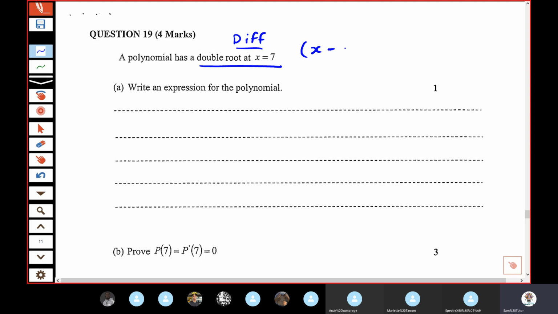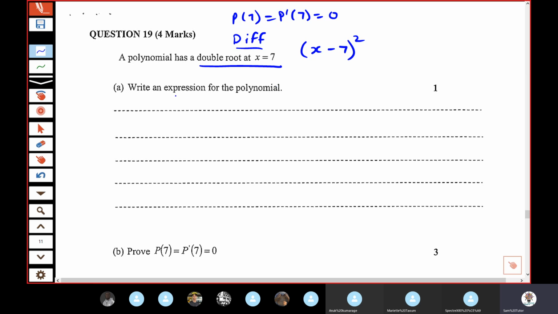What does it mean in terms of x minus 7 to the power of 2? Squared, to the power of 2. So double root means, obviously, it's got 2 roots at the same place. So it means 2 things. It means that p of 7 is a root and p dash of 7 is a root. So they're both equal to 0. And like I said, in terms of factors, that's what it looks like. Anyone have any questions about that?